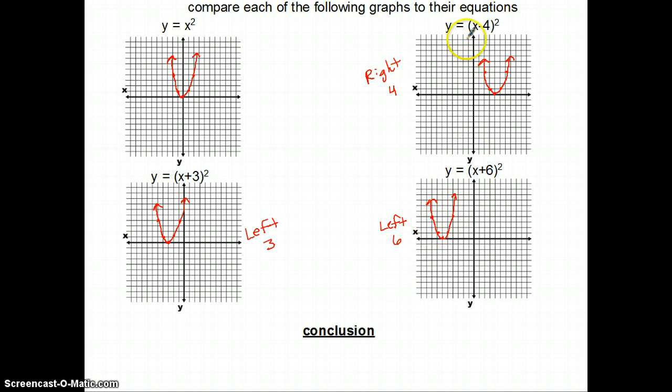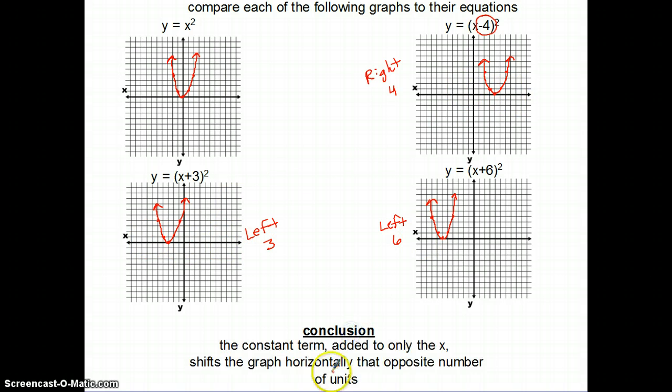You might be seeing that those numbers are coming from the numbers inside my parentheses. Those numbers are stuck with the x. I am shifting the opposite number in the horizontal direction. So I went positive 4, negative 3, and negative 6. So our conclusion: the constant term that's added only to the x shifts the graph horizontally that number of units. However, we make those units opposite.